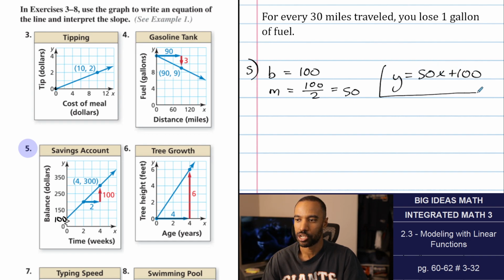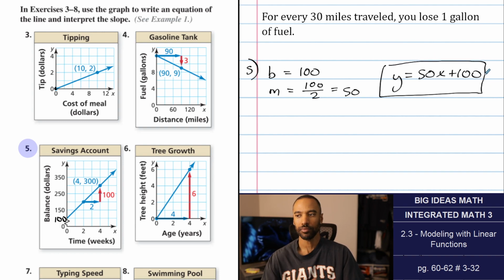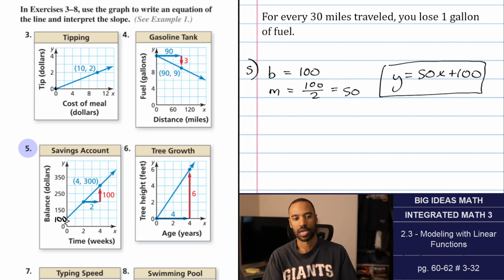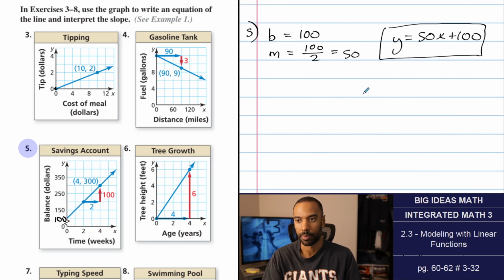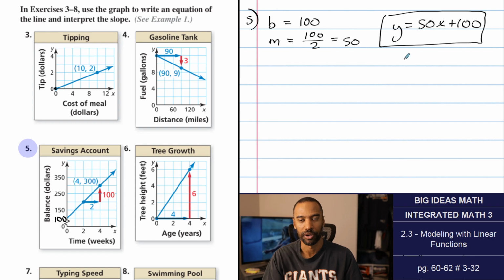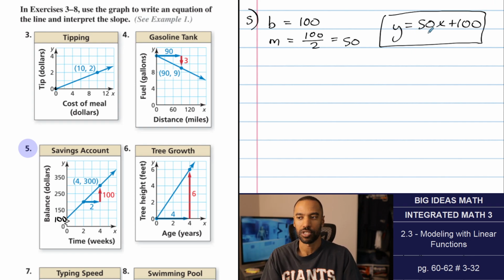Now, my full interpretation of this is going to be the 100 means with 0 time in weeks, I had $100 in my savings account already. Just when I opened up my savings account, I probably had 100 to start. The 50 is also 50 over 1.